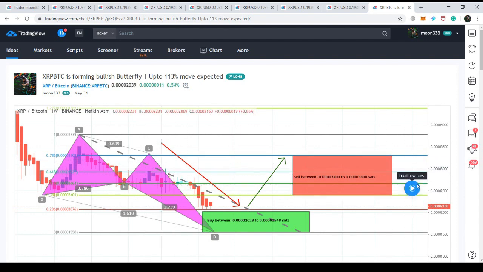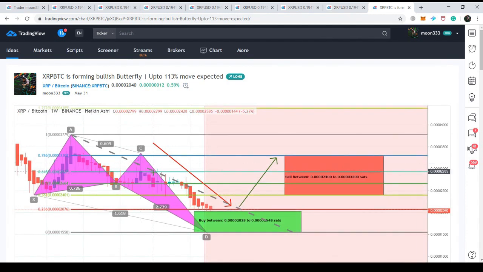I actually published this chart on 31st of May, and now the price action has finally entered, or just hit the spike within, this potential reversal zone, and this is the final confirmation that the bullish butterfly has been formed, as it has retraced between the 1.27 and 1.618 Fibonacci level. That is the final confirmation of the bullish butterfly pattern.